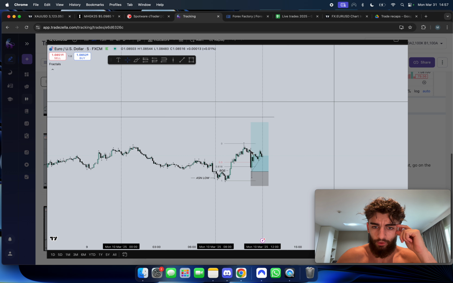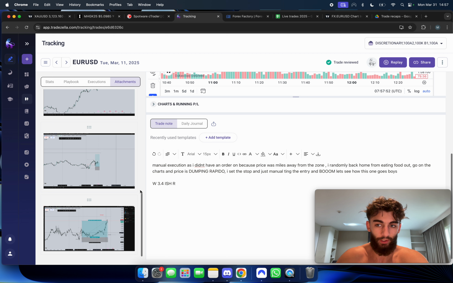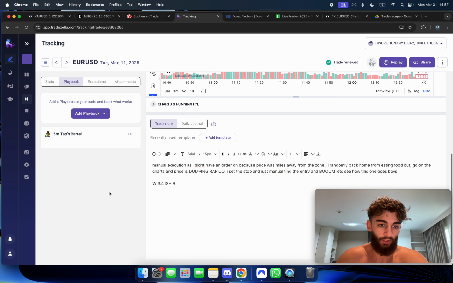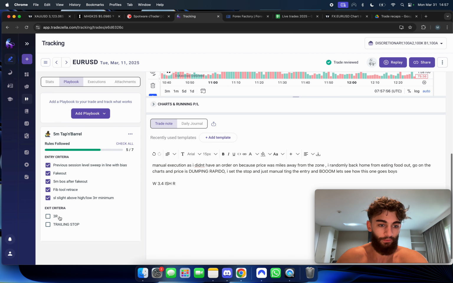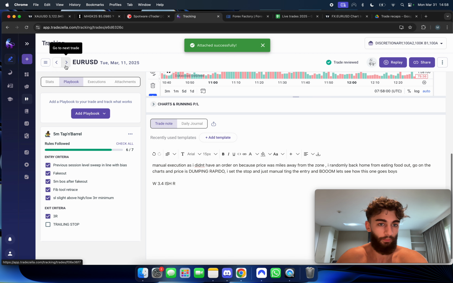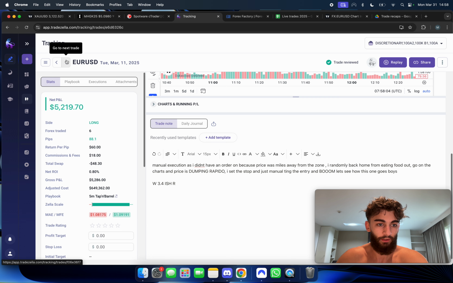And I didn't have the order on because 5 minutes earlier, price was all the way up here. Then I manually executed and got a really nice entry. I don't usually do that, but this was one exception where it was okay. And as you can see on the playbook, 5-minute tap and barrel, everything's ticked off here. Just need to put the 3R for there. Sweet. Don't worry, boys. We're going to go through these as quick as we can. Don't want to waste you guys' time.